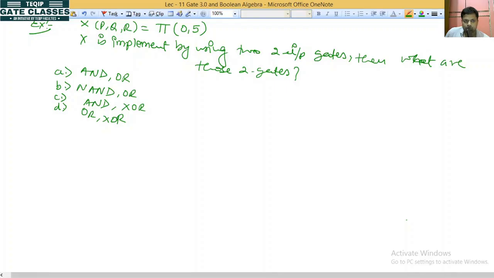So we have this question, we have one function x, that is pi of 0 5. Pi means it is the product of max terms, and x is implemented by using two input gates.